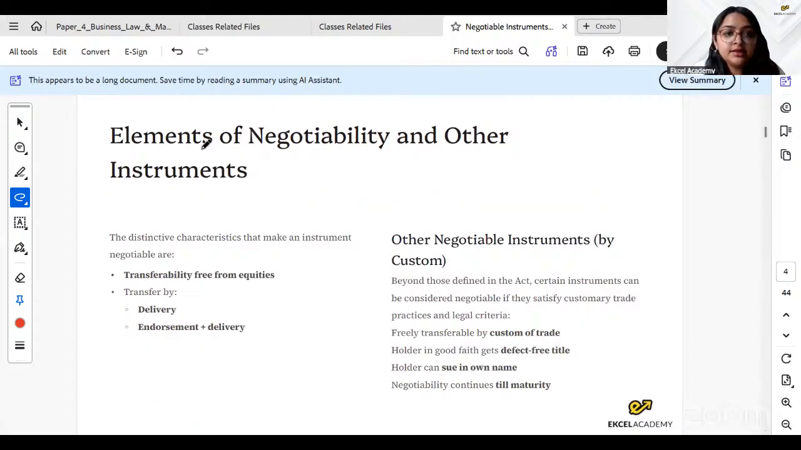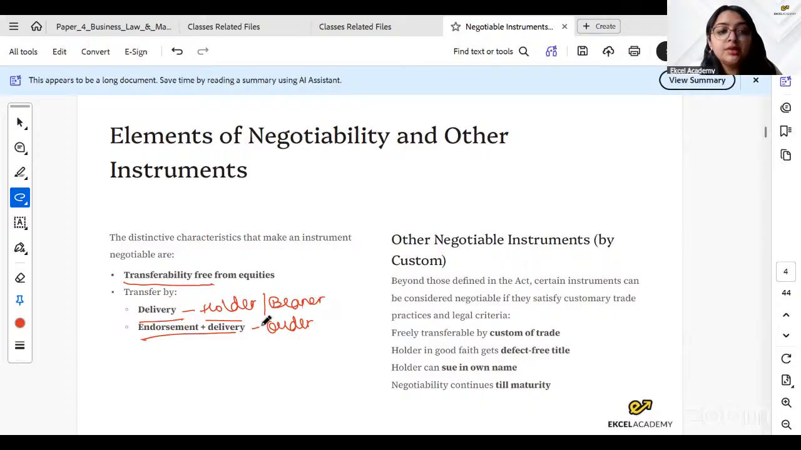Then the elements of negotiability and other instruments. The distinctive characteristics may be by delivery, or endorsement plus delivery. In case of negotiable instruments payable to bearer, delivery is possible. In case of order, endorsement is required. So for holder or bearer, delivery is sufficient, but in case of order, endorsement is required.